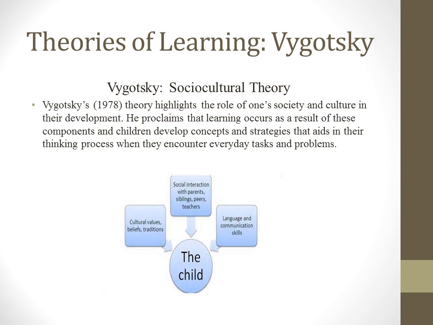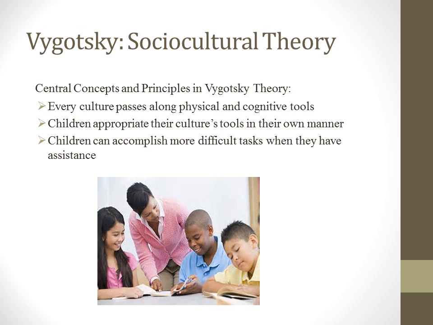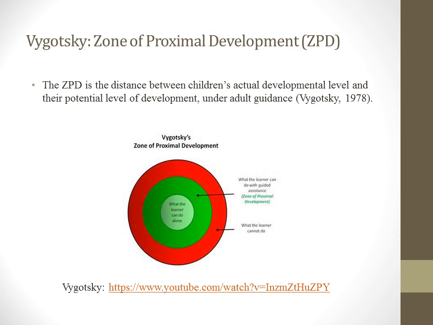First, I'll provide a summary of Vygotsky's theory of learning. Discussing further Vygotsky's sociocultural theory, he presents different concepts. Lastly, evolved from Vygotsky's sociocultural perspective is the zone of proximal development, which is the distance between children's actual developmental level and their potential level of development under adult guidance.